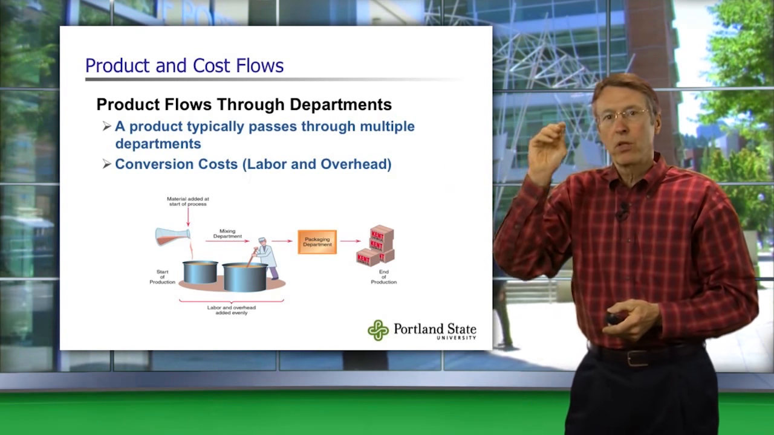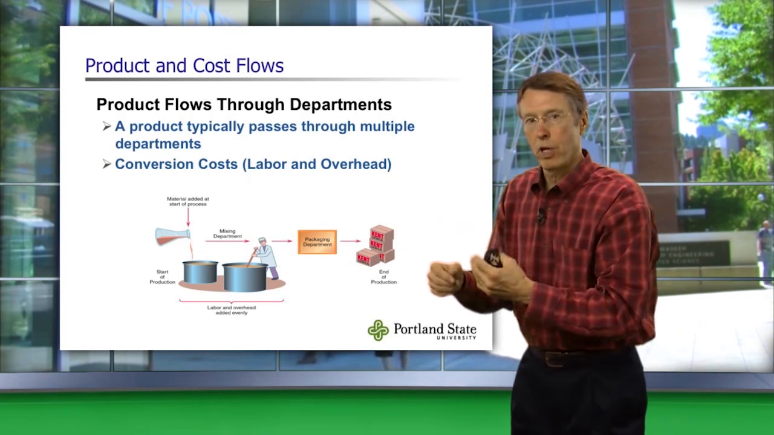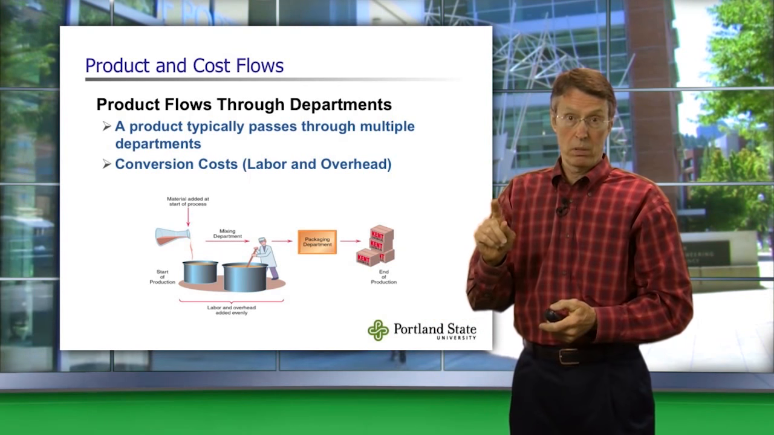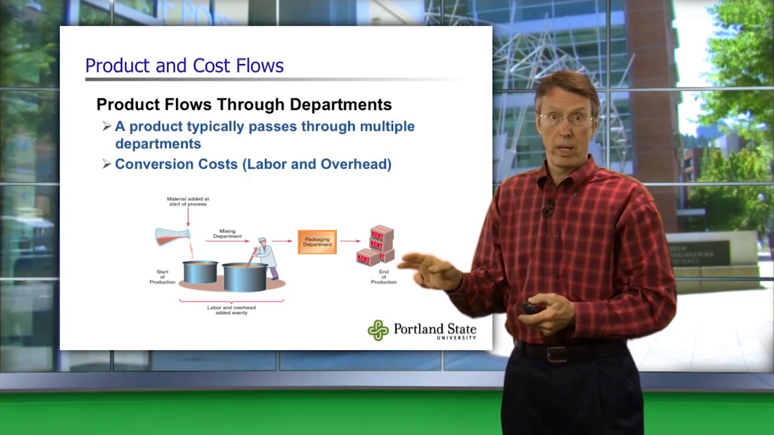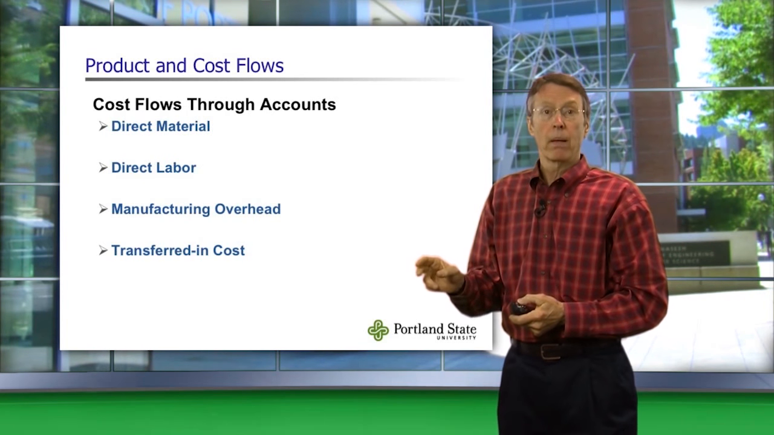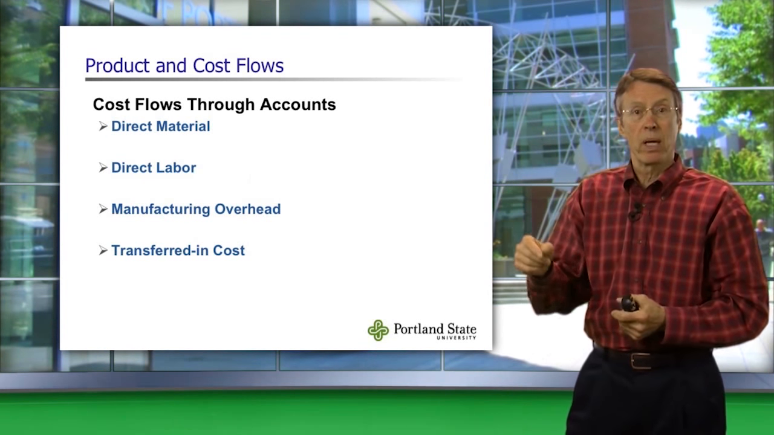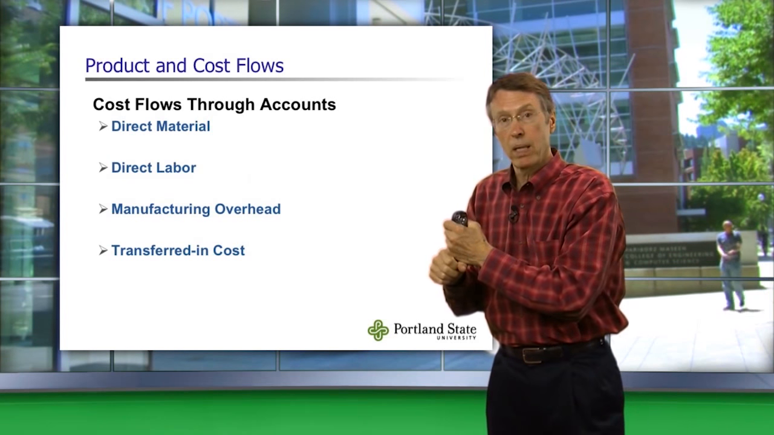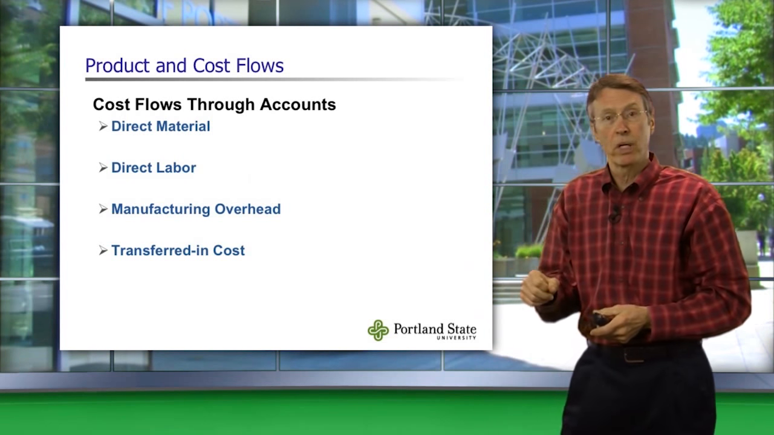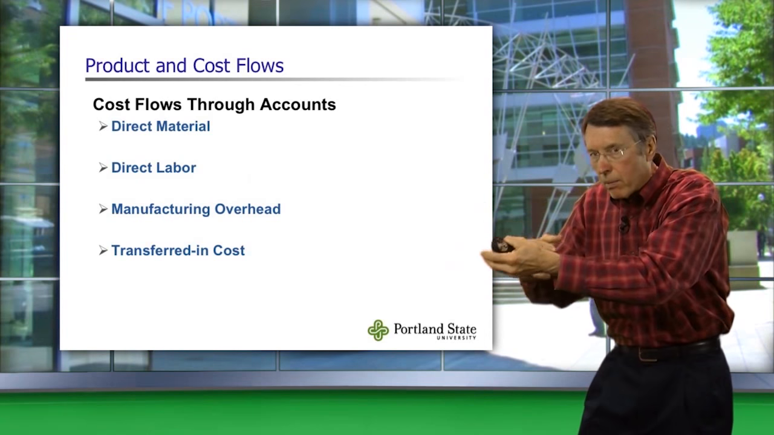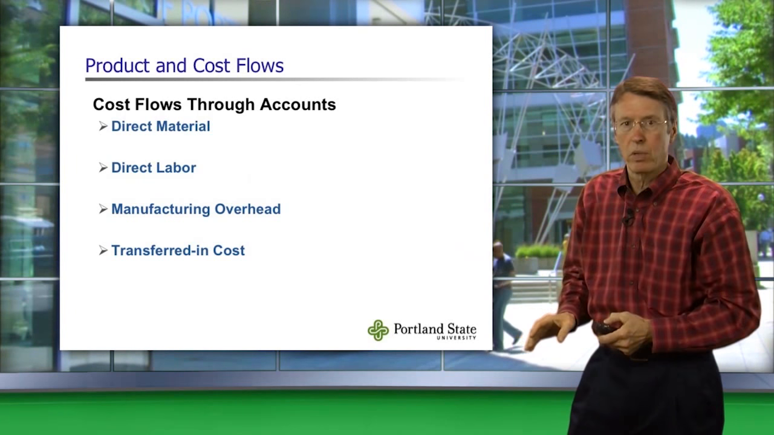In general, we've got two types of converting or value-added costs: labor and overhead. So we have direct materials, and then we have the conversion cost of direct labor and manufacturing overhead, and then something about transferred in costs that I'll show you in this graphic here.